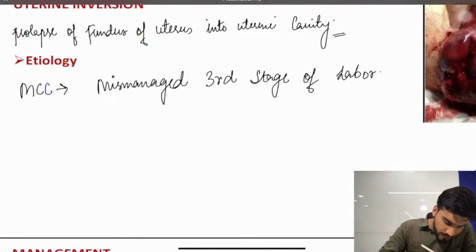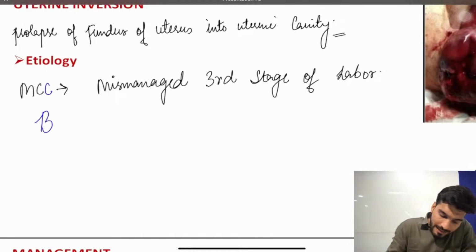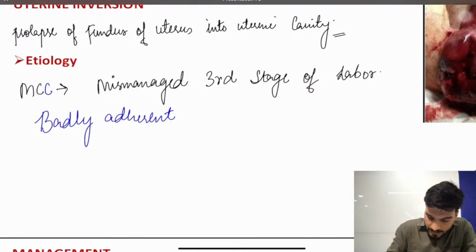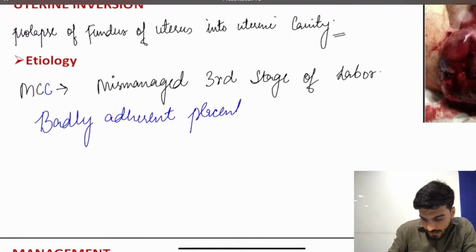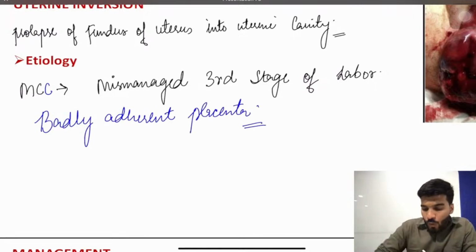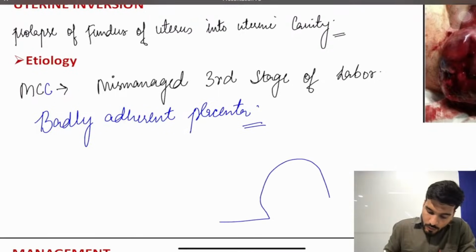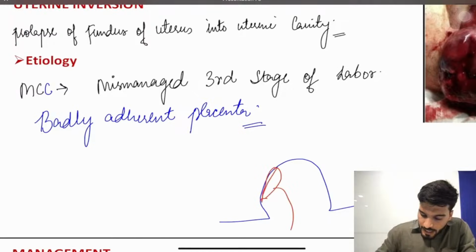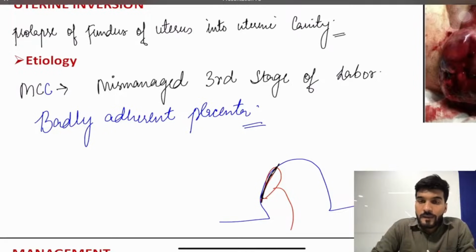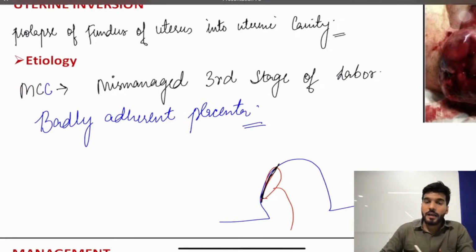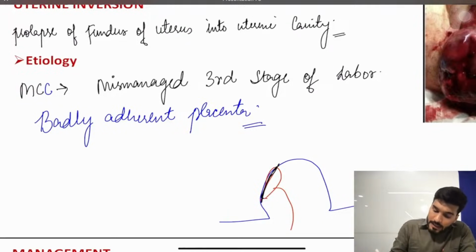What can be the other causes? It can be badly adherent placenta. Now what exactly is a badly adherent placenta? If this is the uterus, this is the placenta attached over here. Here we have a classical fibrinoid layer called the Nitabuch layer. If this Nitabuch layer is absent, the placenta starts invading inside.